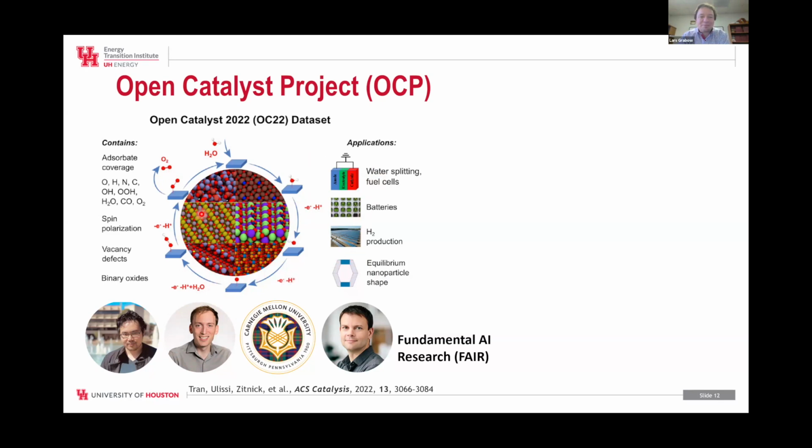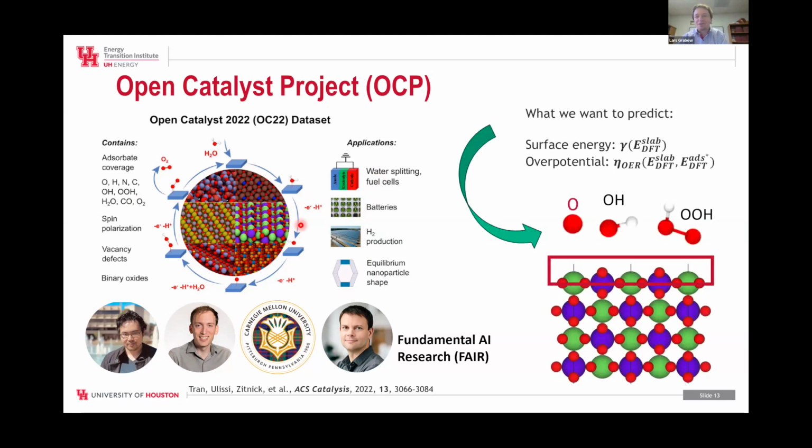Now, we try to use this database to accelerate screening for new oxide materials that can catalyze the oxygen evolution reaction. And what we need for that is to be able to predict the surface energy of a material, the surface free energy. We want to predict the overpotential or the activity of a material. And to do these things, we need to be able to estimate the energy of the surface. We need to estimate the Gibbs free energies of oxygen, OH, and OOH on the surface of these different oxides. So that's what we need to do.